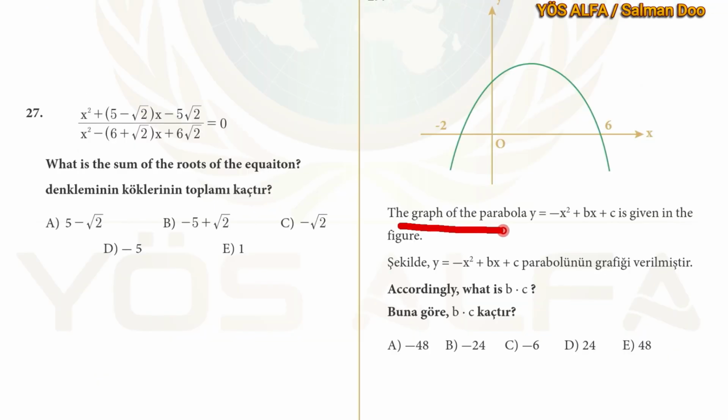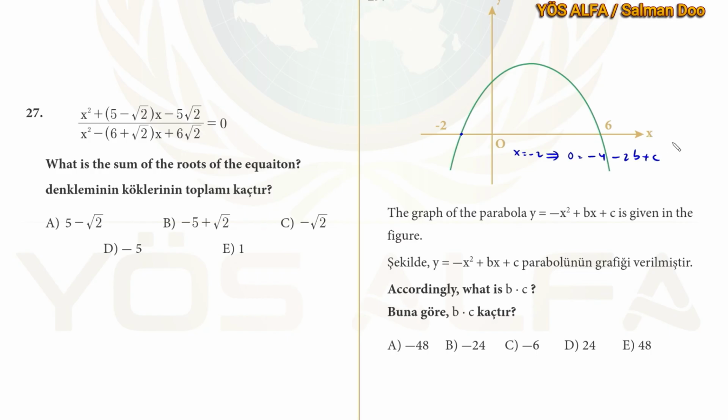29. The graph of the parabola is given in the figure. What is b times c? So we have the equation of the parabola and 2 points of the parabola are given. So 2 unknowns are there in the equation. We can find those 2 unknowns from the given points. When x is equal to minus 2, our y is 0. So 0 is equal to minus 4 minus 2b plus c.